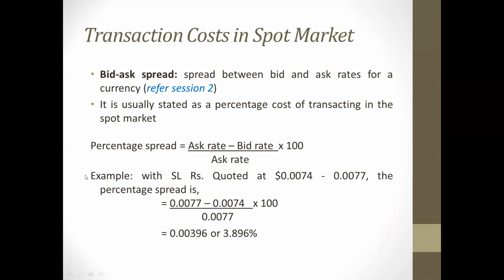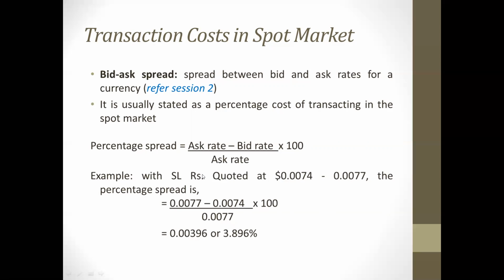Then how do we calculate the bid ask spread rate? You can see that the ask rate minus the bid rate, and the answer should be divided by the ask rate and multiplied by 100. So it is given as a percentage.